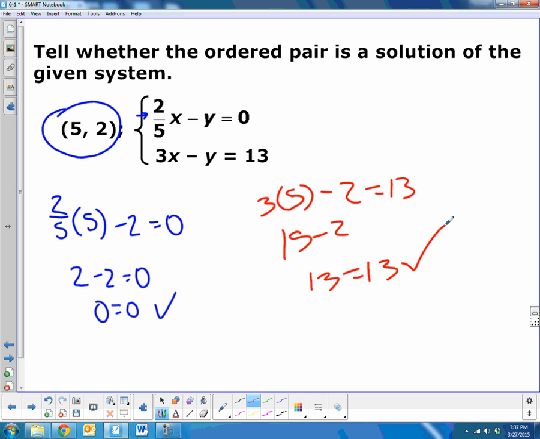Now, if the first one didn't work, there's no point checking the second one. If the blue one here did not work out, that 0 equals 0, it doesn't matter if the second one works or not. The only way this can be a solution is if it works for both of the 2 linear equations. So it's got to work for both. So if it doesn't work for the first one, it's not going to work for the second one, or it doesn't matter if it works for the second one or not.